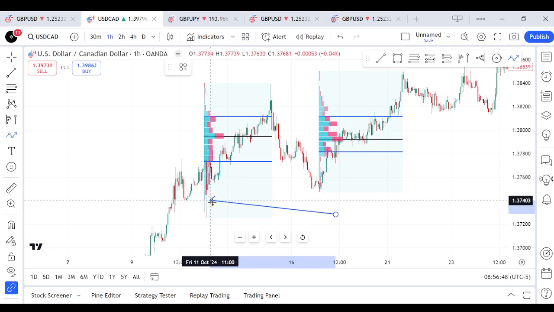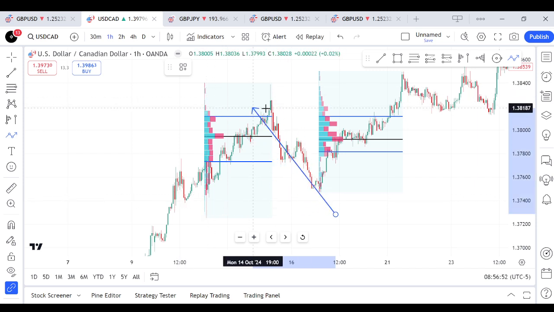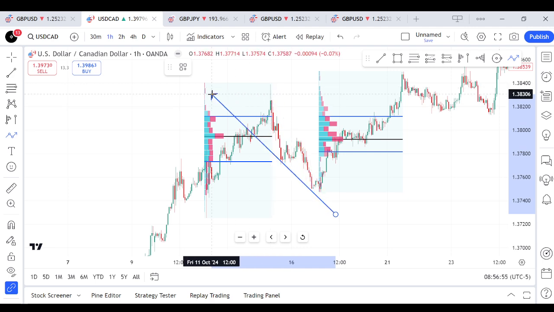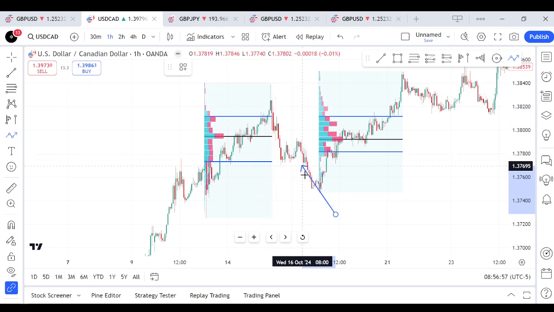You can see price reacting off of this volume here. But these areas of low volume, price often just sweeps through them quickly. Like you can see here, you see this rejection wick, price just sweeps through it quickly without wasting time.